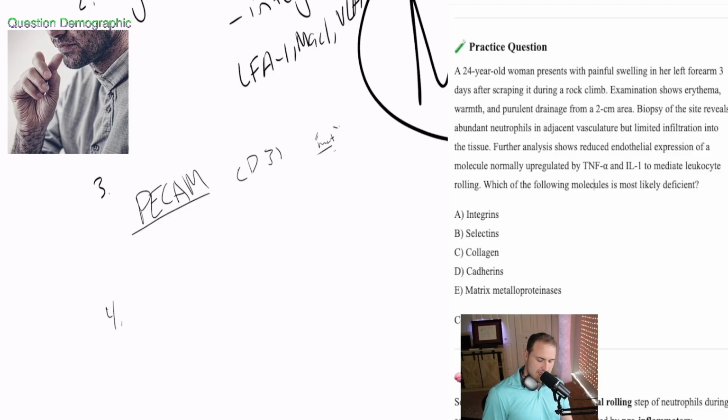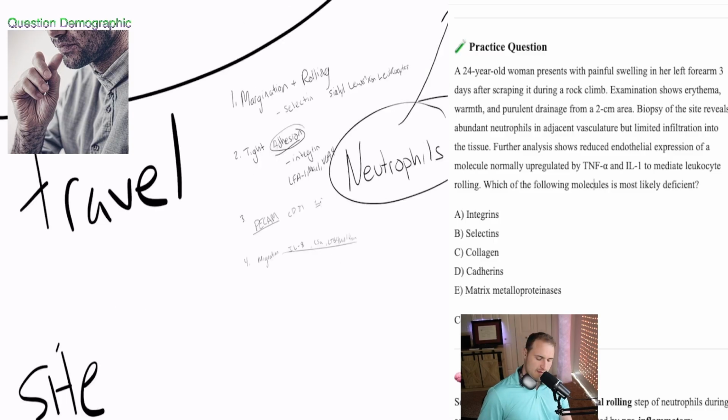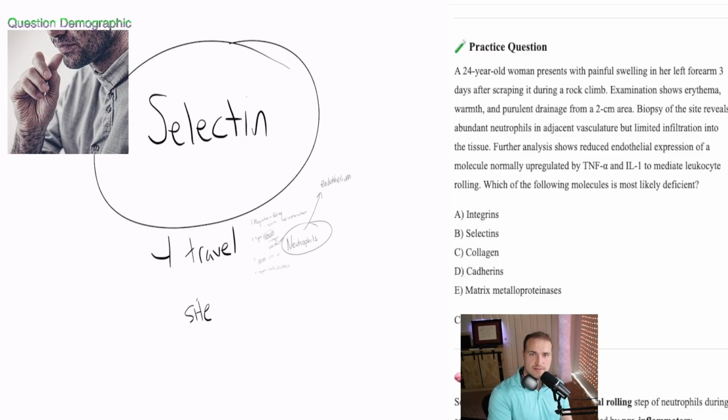And then the last one is the migration to the actual site. That's chemotaxis, and chemotaxis is directed by IL-8. Also C5a, they love that one for some reason. LTB4, and kallikrein is the last one that they'd ever ask you about. All right, so those are the steps. So we know our answer is selectins.